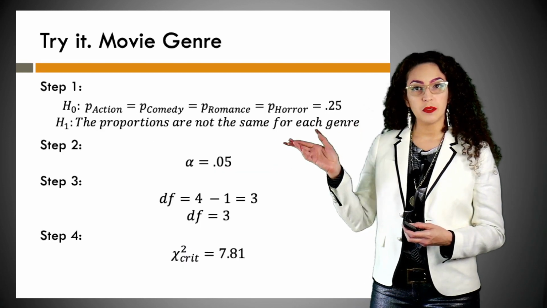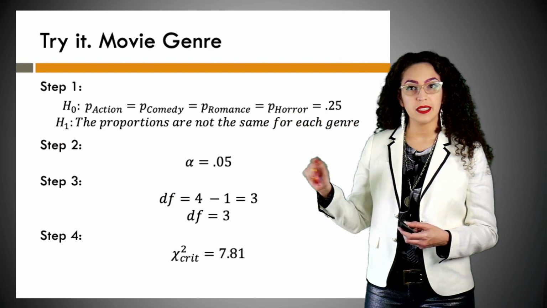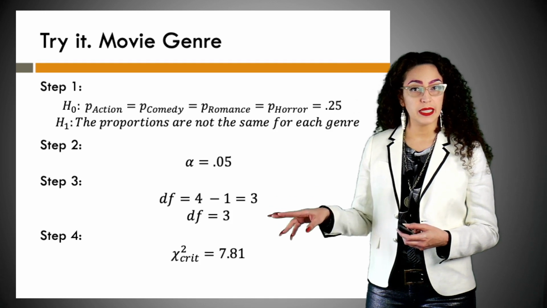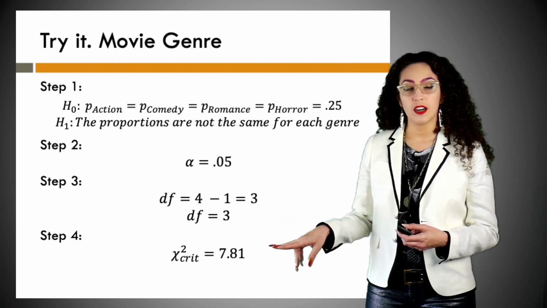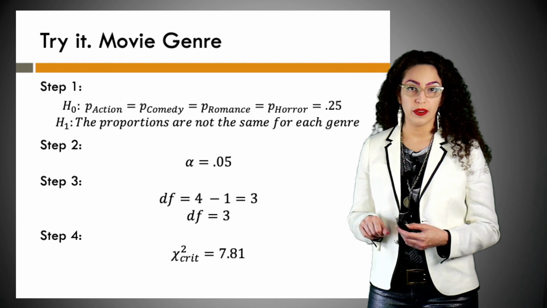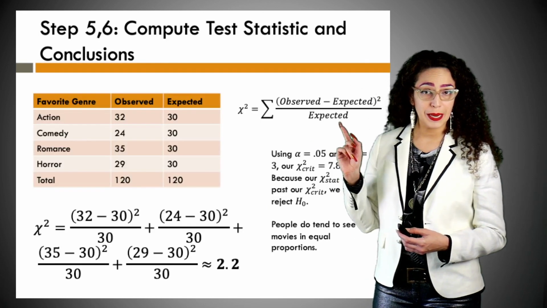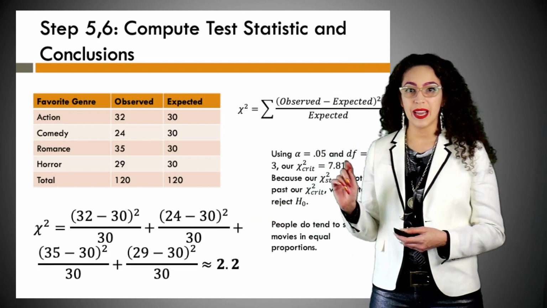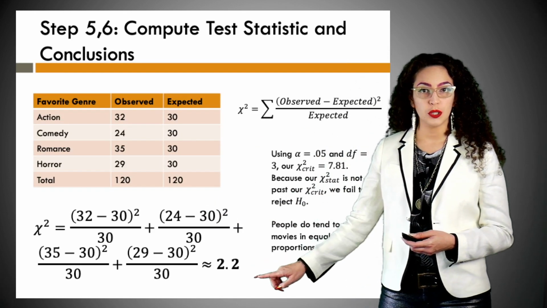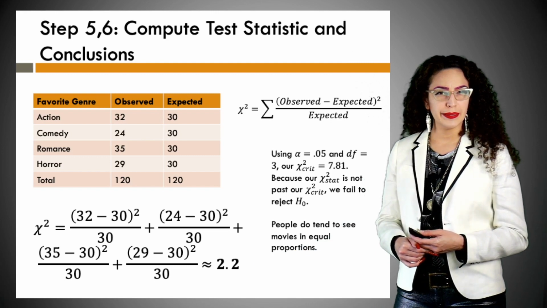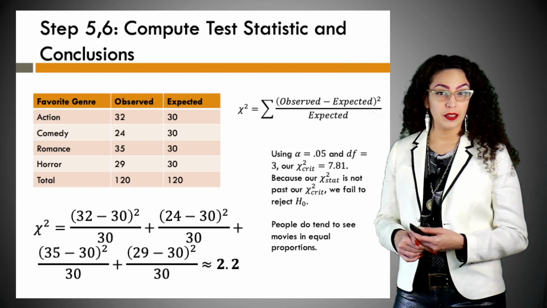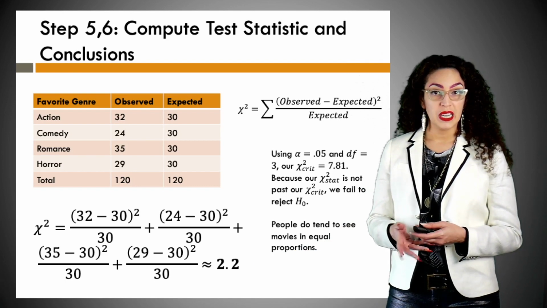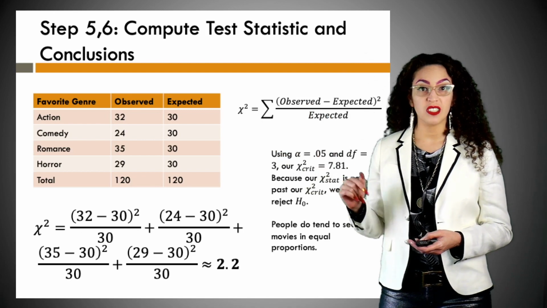So here's our information. We have our null and alternative hypotheses. Step 2, 0.05. Step 3, we get our degrees of freedom. We have 3 in this case. And we get our critical value, which is 7.81. Now we use the same not so pretty formula to get our chi-squared statistic, and we end up with 2.2. So what does that mean? It was not greater than our critical value, so we are going to fail to reject the null hypothesis. What does that mean? That people tend to watch the different movie genres in equal proportions.